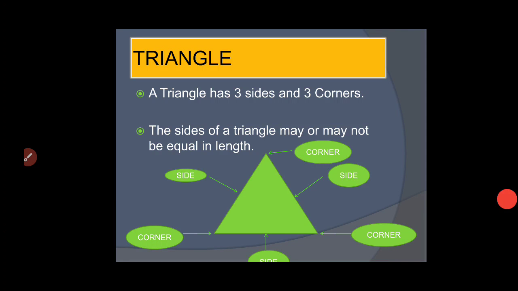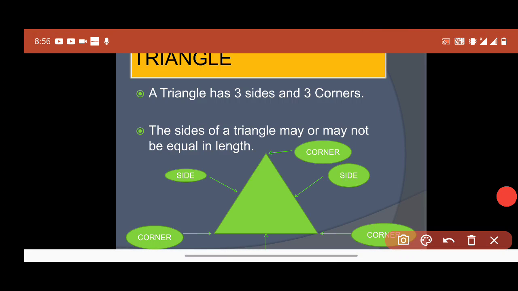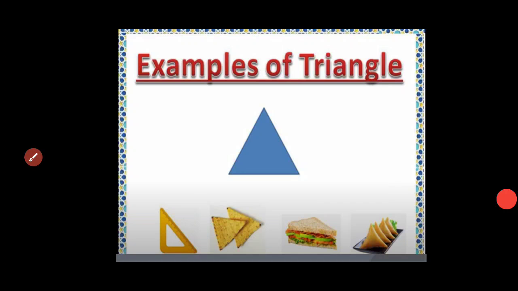Let's read about a triangle now. What is a triangle? A triangle is a three-sided figure with three corners. If you see, this is a triangle. It has three sides and these sides are meeting at three corners. Okay, children? Let's have a look at examples of triangle.